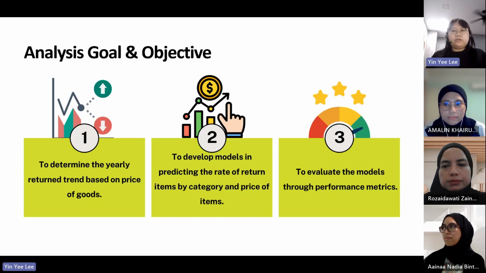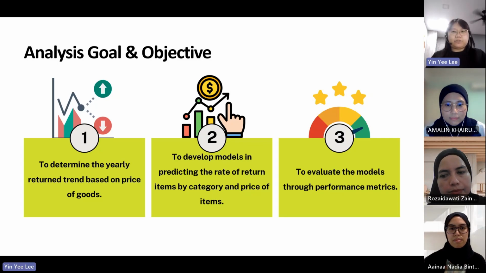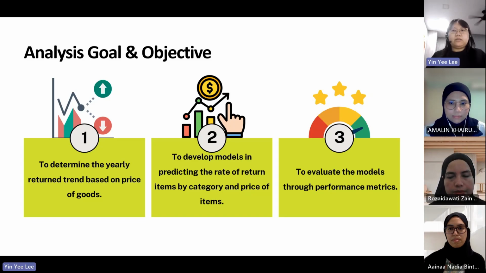By the end of this project, we will create a predictive model that could estimate the likelihood of an item being a return based on its category and price. This would help the retail business anticipate potential return rates, enabling them to manage inventory, optimize their pricing strategy, and prevent losses. And finally, is to evaluate the model using performance metrics by assessing the accuracy and effectiveness of our predictive model. It will allow us to identify areas of improvement and fine-tune the model for a better result.